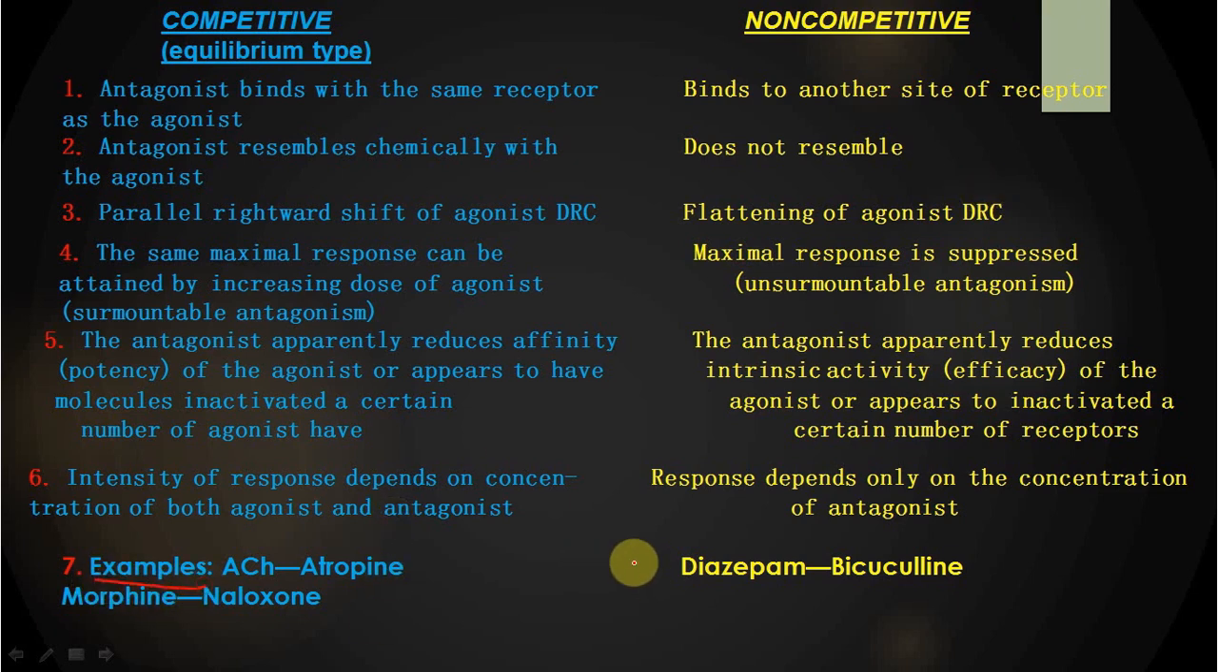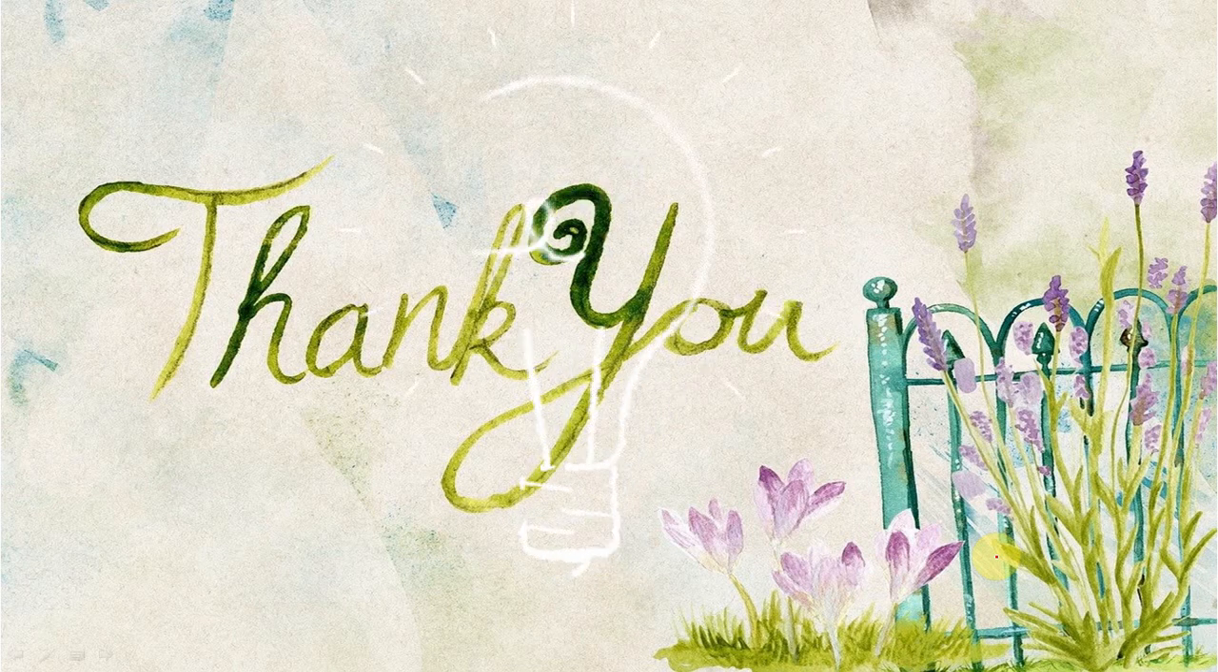Now, one more point which we should remember is examples. Competitive antagonism, the best example is naloxone, which is the antidote of morphine. It is used in morphine poisoning. And for non-competitive, it is bicuculline for diazepam.